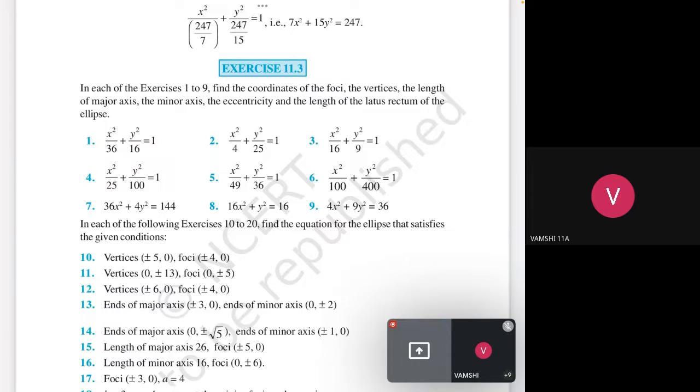The length of the major axis is 2A. The length of the minor axis is 2B. Eccentricity is C by A. The latus rectum is 2B square by A. You have the A and B values, so all of these you can find out. Do you have any doubt here?